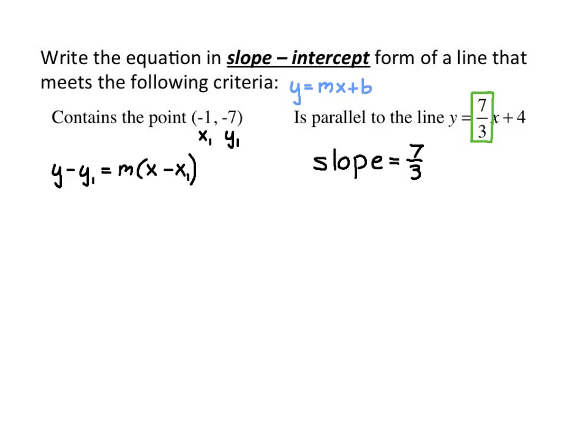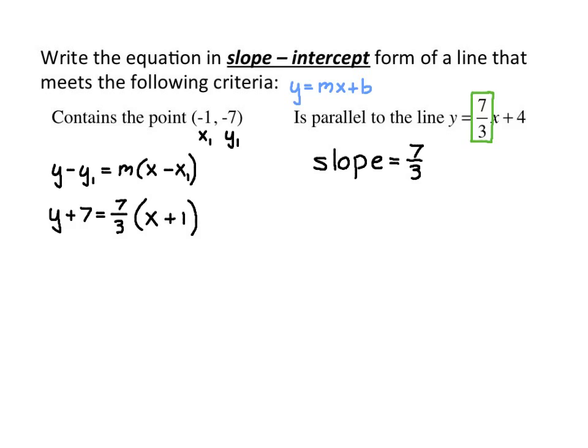So plugging in our values, I see that y minus our y1, which is negative 7, so subtracting a negative 7 means we're really adding 7, equals, our slope is the same as the slope of the line because we want a parallel line, so that's 7/3, times x minus our x1, which is negative 1, and subtracting a negative 1 means we're really adding 1. So this is the point-slope form, but we want slope-intercept form, or in other words, y equals mx plus b.